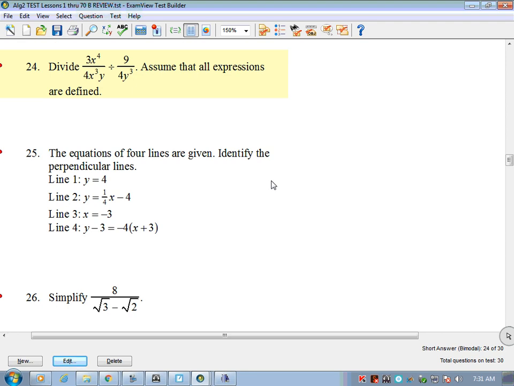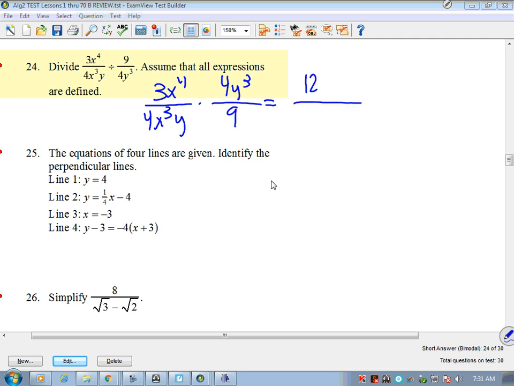All right, going back to some of the questions we saw like this before. We can't divide by a fraction, we can multiply by the reciprocal. So we're going to rewrite this as 3x to the fourth, 4x cubed y times reciprocal 4y cubed over 9. 3 times 4 is 12, x to the fourth y cubed. 4 times 9 is 36, x cubed y. 12 divided by 36 is 1/3.